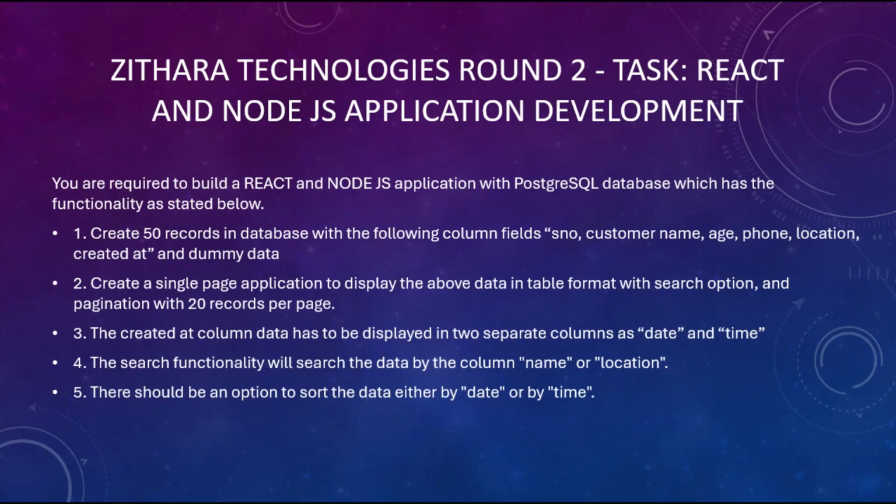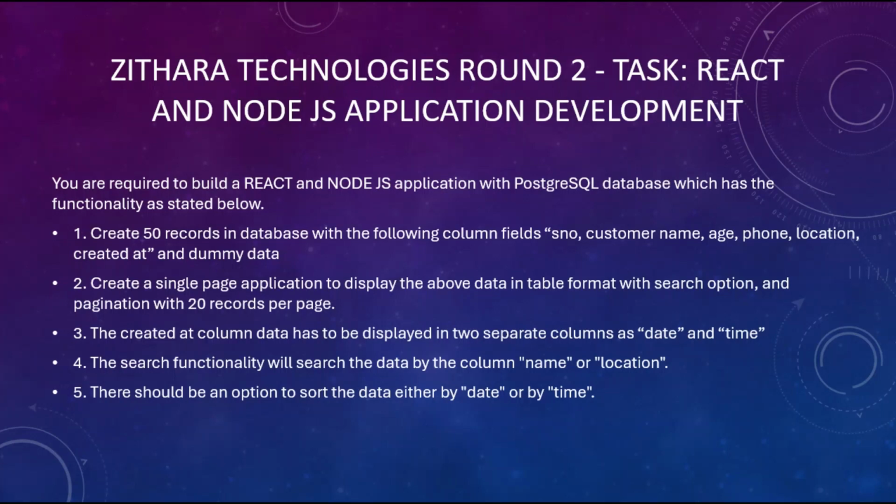This assessment is regarding ZITHARA technologies and the task is to build a React and Node.js application with a PostgreSQL database which has the functionality as stated below. Create 50 records in the database with the following column fields: serial number, customer name, age, phone, location, created at, and dummy data. Create a single page application to display the above data in table format with search option and pagination with 20 records per page.